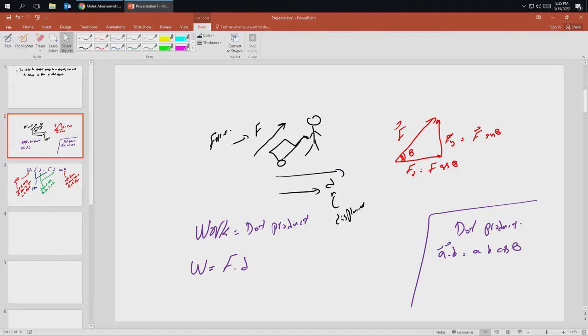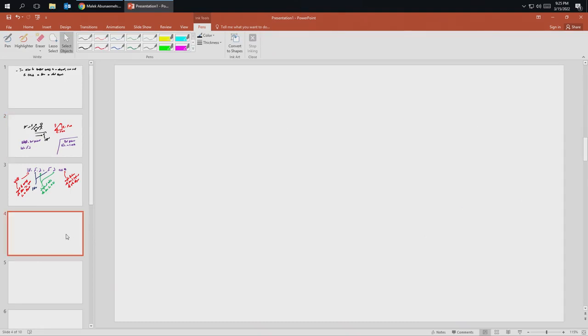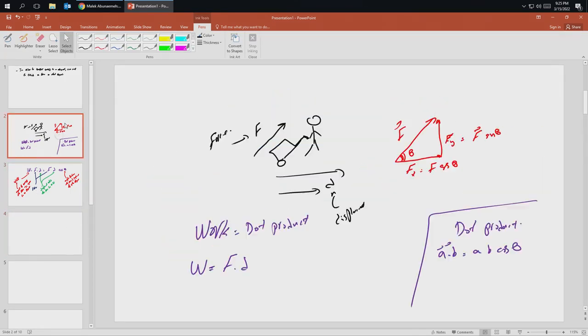What if I was going towards the y direction? Well, your cosine theta will equal... let me go ahead and write it down. If you go in the y direction, cosine 90 degrees is going to equal 0. You see that? So you're doing no work.